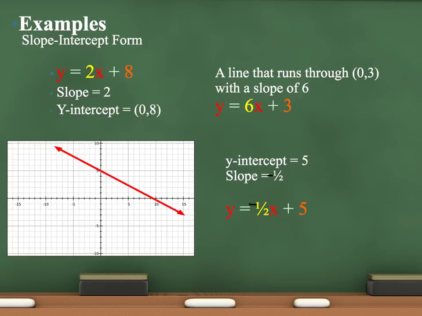To graph this line, first we plot the point at 5 on the y-axis because it's the y-intercept, and then we put in the slope. Because it's negative, instead of going up and over, we would go down and over. So we would go down 1 and over 2, and then we'd keep doing that, and then we can make this beautiful line.